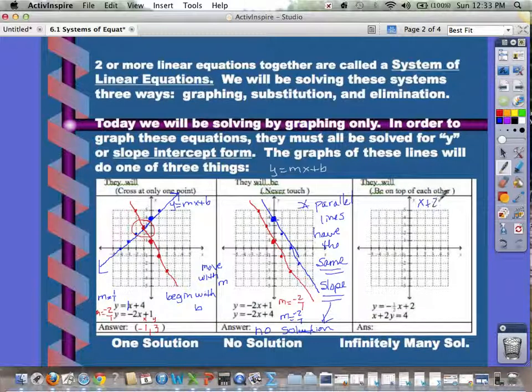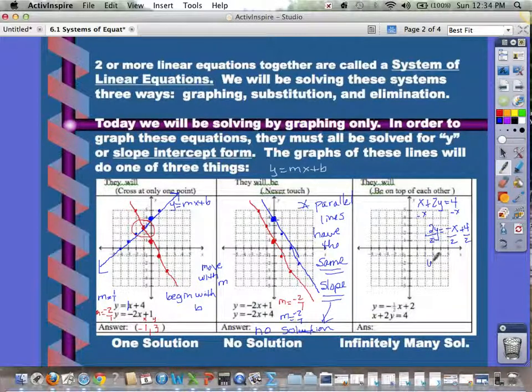x plus 2y equals 4. All right, to solve for y, we need to move the x first. We've learned that and done that a million times. x has to go first. So subtract x, subtract x. That leaves me with 2y equals minus x. I told you always, always, always put the x first. Plus 4. Divide by 2, everything.